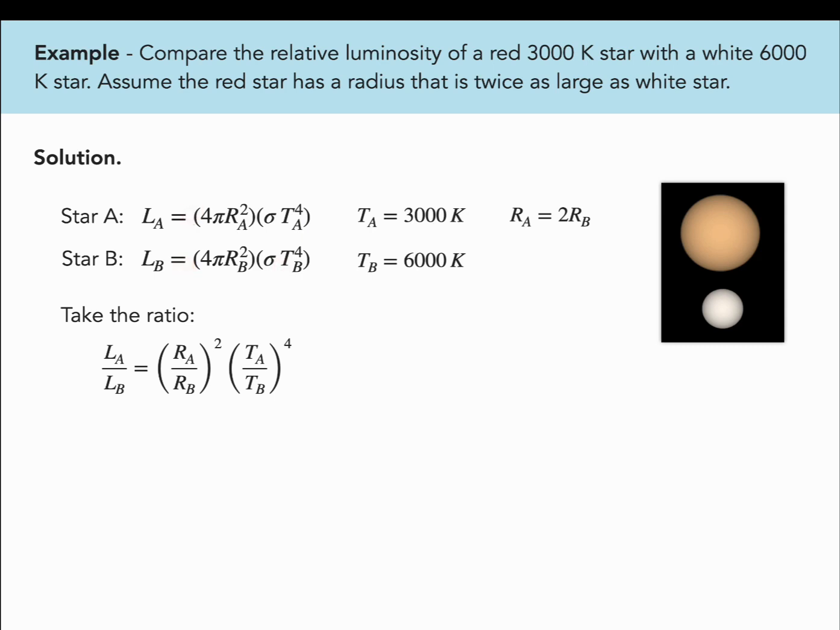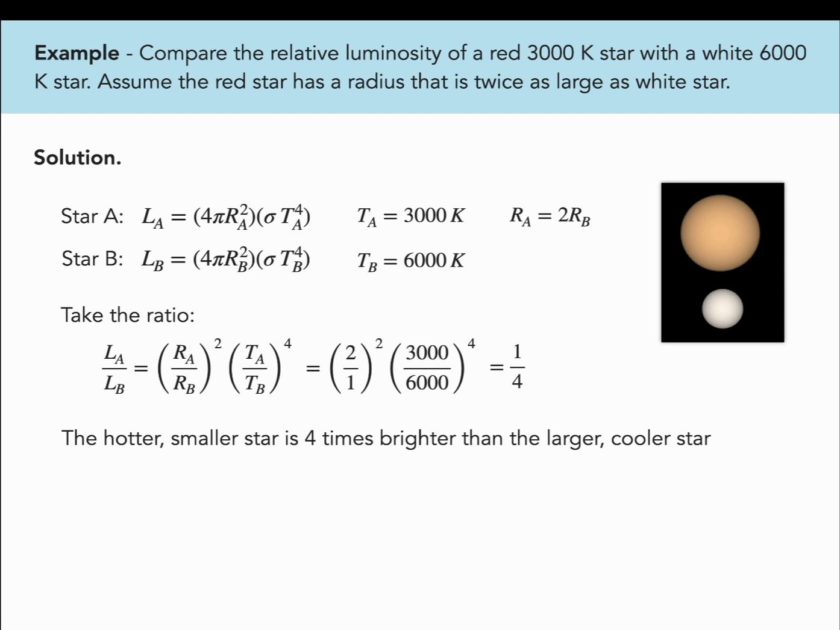So divide the top one by the bottom one, you get L_A over L_B equals R_A over R_B squared times the temperature of star A over the temperature of star B to the fourth power. The 4 pi's and the sigmas cancel out. So we know that the radius of the first star is twice the radius of the second one, so we get 2 over 1 squared. But the temperature of the first one is half the temperature of the second one. So it's going to be 3,000 over 6,000 to the fourth power. So we basically have 4 times 1/16, which will give us 1/4.